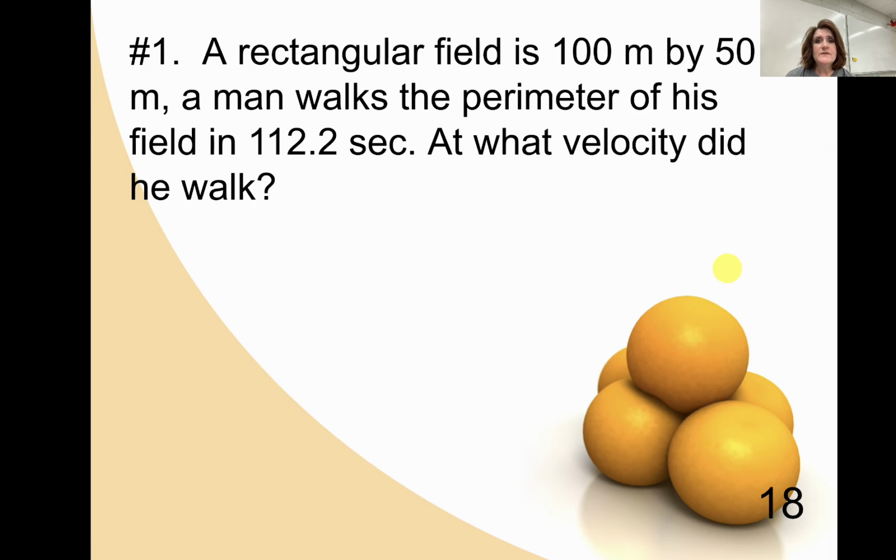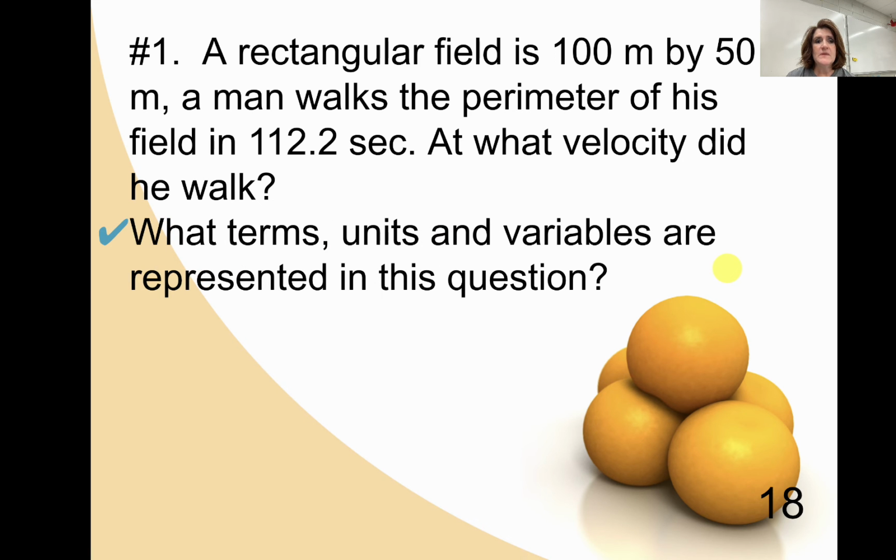A rectangular field is 100 meters by 50 meters. A man walks the perimeter of his field in 112.2 seconds. At what velocity did he walk? Here's what you need to do. Your task is to identify the terms, units, and variables that are represented in the question and mark those.